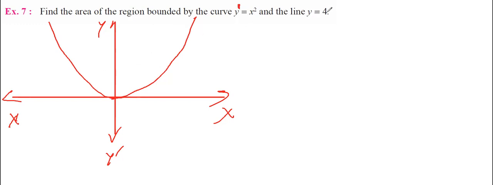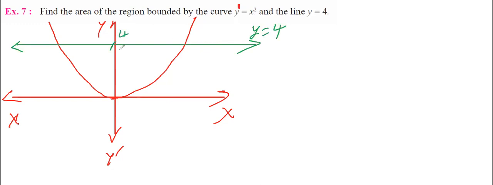Then the line y is equal to 4. Where is the line y is equal to 4? Say this is your line y is equal to 4. This is your 4. So how are you going to take your elementary strip?